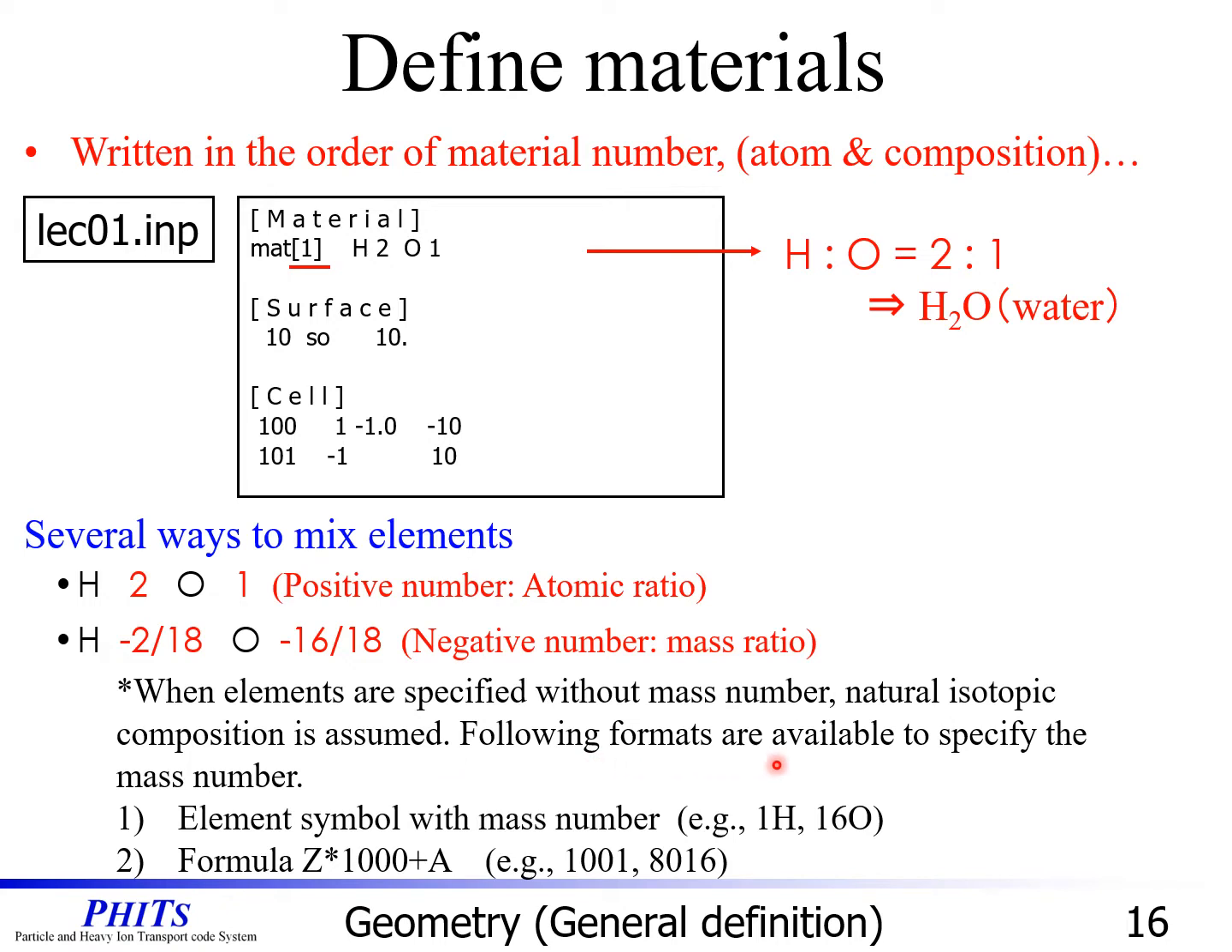It should be mentioned that when elements are specified without mass number, natural isotopic composition is assumed. The following formats are available to specify the mass number. You can use the element symbol with mass number, and a formula with atomic number and mass number.